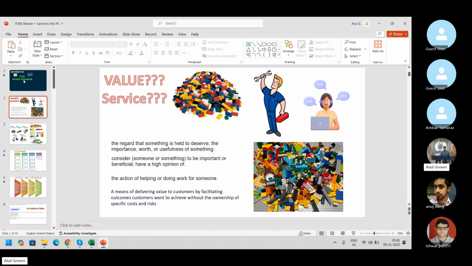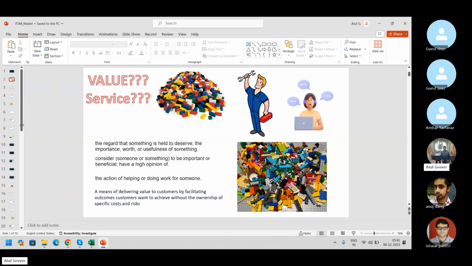I want this session to be interactive. The more you speak, the more I will be able to share the knowledge with you. What is the meaning of the value? Why did you guys join this particular batch? What are you looking for? Ishwar, what are your thoughts? What value are you looking for?